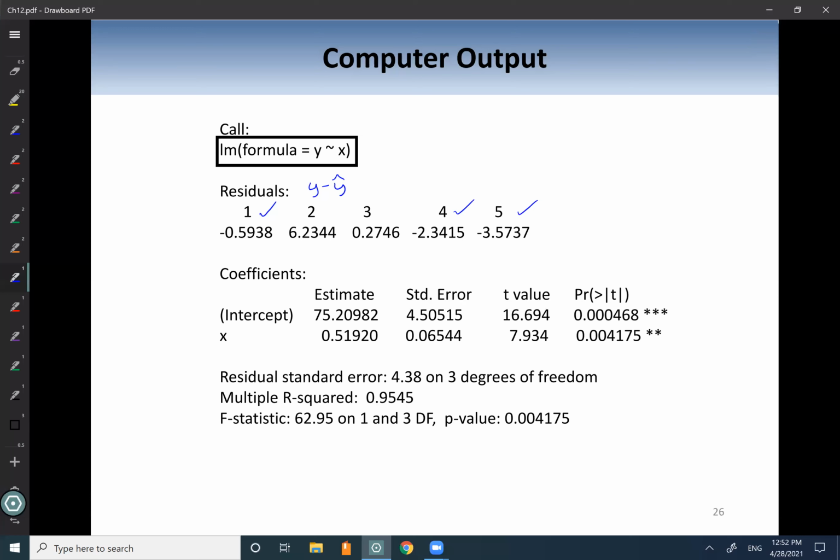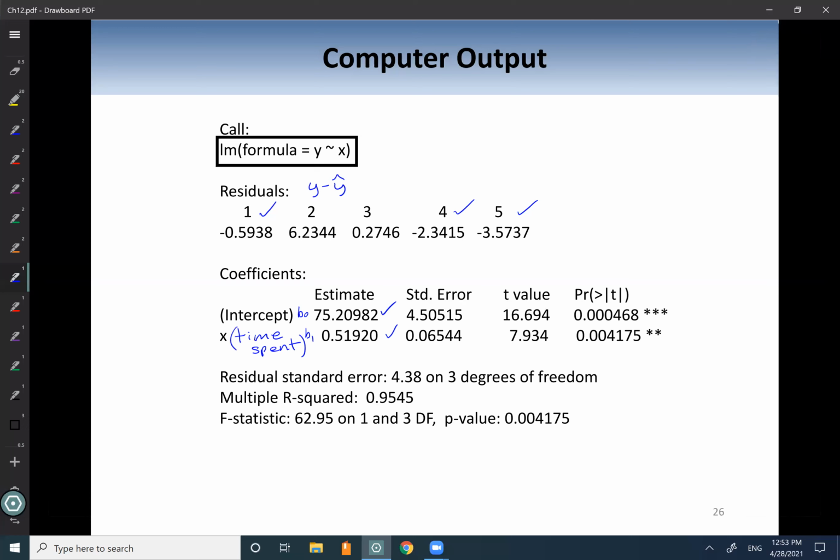The coefficients, so we calculated these, and we'll see how well we did. We have an intercept of 75.2, and that is very close to what we got. The X is our time spent, and we calculated the coefficient to be 0.519, so that's very good too. So that is our b0, and this is our b1, the slope. So the intercept and the slope values are good.